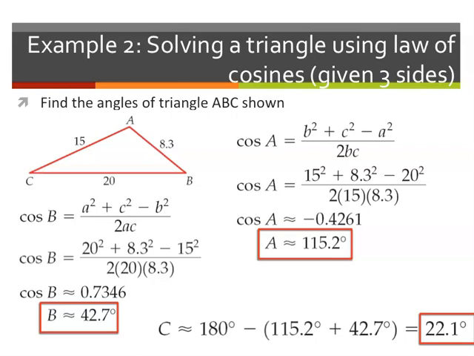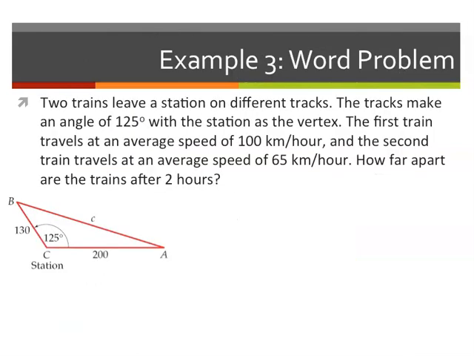All right, our last example is a word problem. It says 2 trains leave a station on different tracks. The tracks make an angle of 125 degrees with the station as the vertex. The first train travels at an average speed of 100 kilometers per hour, and the second train travels at an average speed of 65 kilometers per hour. How far apart are the trains after 2 hours?